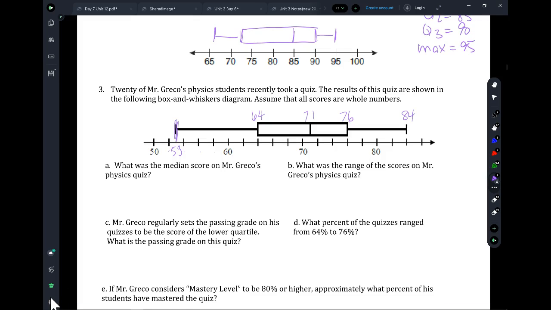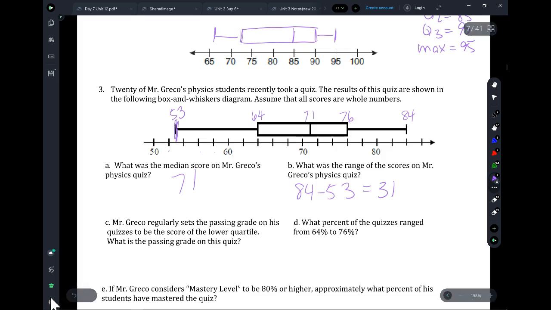So let's read the questions and see what they're asking us. What was the median score? Okay, we got that. The median was a 71. What is the range of scores? Okay, range is maximum minus minimum.